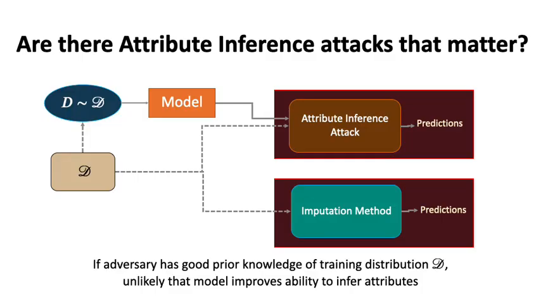These results suggest that when the adversary has a considerable knowledge of the underlying training distribution, they can train a strong imputation model that itself does well in inferring the missing attribute. Having additional access to the target model does not improve this ability to infer the attribute, though this need not be the case when the adversary has limited or no information of the training distribution.